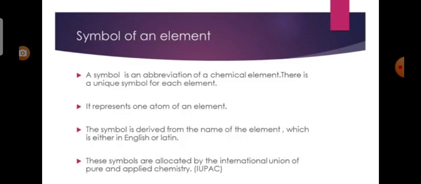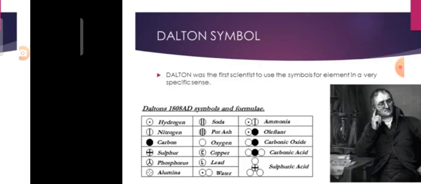Now we see about the symbol of an element. A symbol is an abbreviation or short representation of a chemical element. There is a unique symbol for each element. It represents one atom of the element. The symbol is usually derived from the name of the element, which is either in English or Latin. These symbols were allocated by the International Union of Pure and Applied Chemistry.